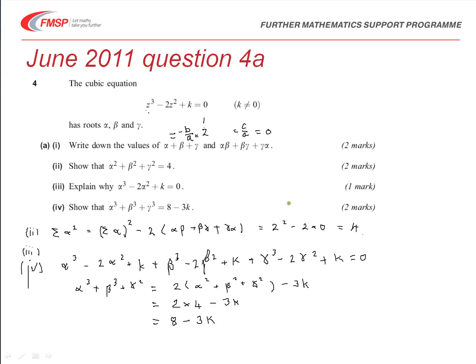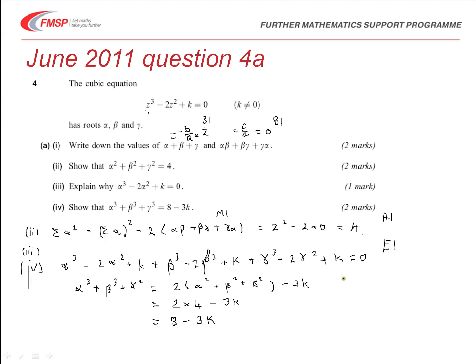Okay, so where do we get the marks from in all of this? Well, we know we're going to get a statement mark for this one and a mark for stating the value of this one. In part 2, we're going to get a method mark here for knowing how to rewrite the sum of the alpha squareds, and an accuracy mark for coming up with a correct value at the end of it.